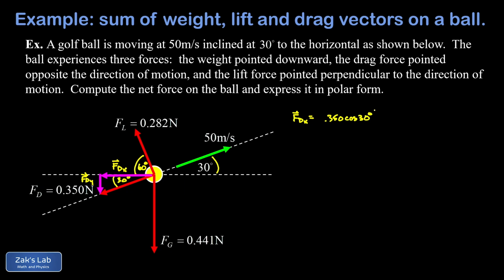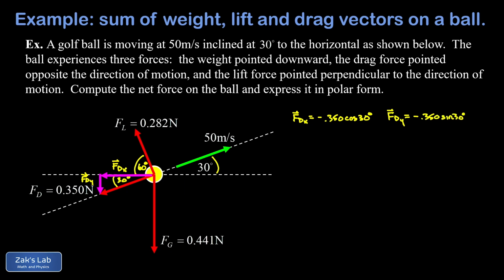But we're going to use plus and minus signs to account for direction here. And because this points to the left, and we usually use rightward as the positive direction on the x-axis, this counts as negative. Next, we do F_DY, and that points down, which is the negative direction for the y component. So I have a minus sign on that one as well. And its magnitude corresponds to the opposite side of this right triangle. So we're going to use 0.350 sine of 30 for that magnitude.